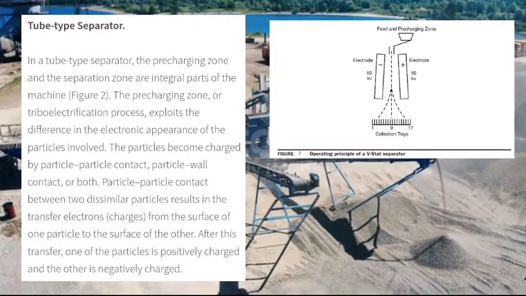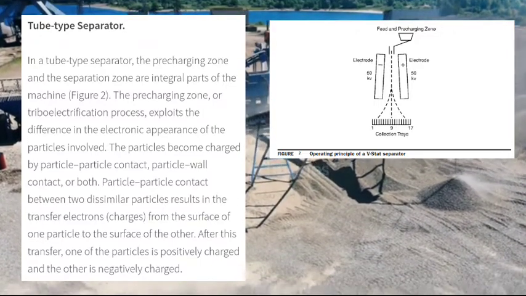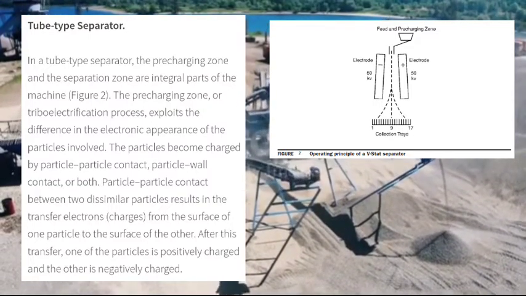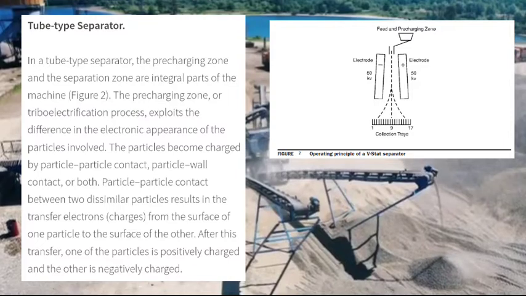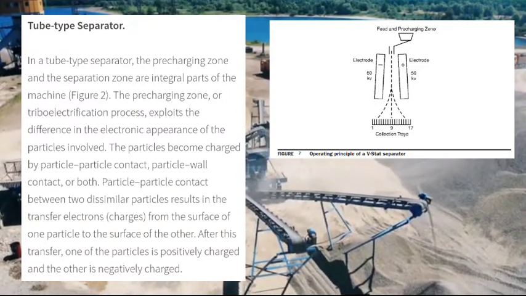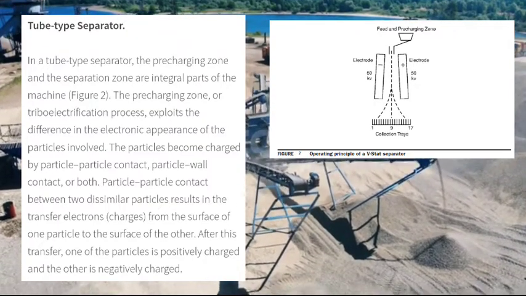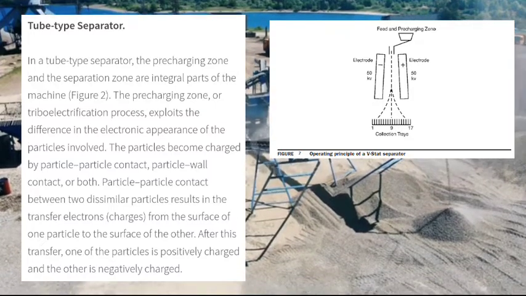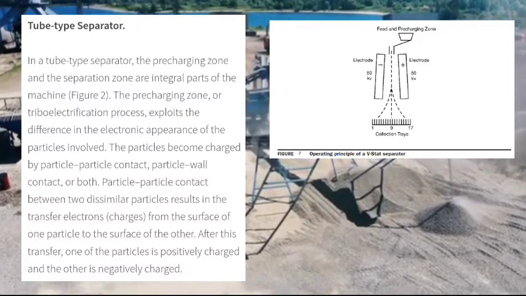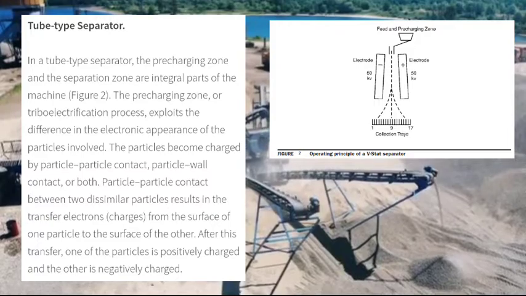Tube-type separator. In a tube-type separator, the precharging zone and the separation zone are integral parts of the machine. The precharging zone, or triboelectrification process, exploits the difference in the electronic affinity of the particles involved. The particles become charged by particle-particle contact, particle-wall contact, or both. Particle-particle contact between two dissimilar particles results in the transfer of electron charges from the surface of one particle to the surface of the other. After this transfer, one of the particles is positively charged and the other is negatively charged.